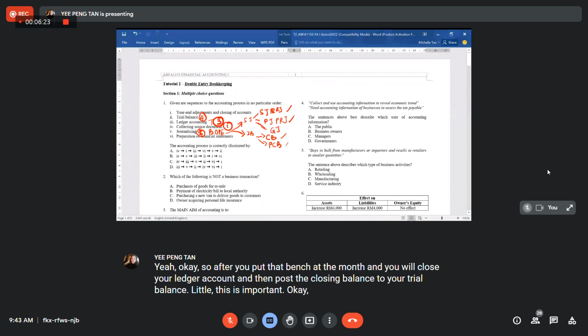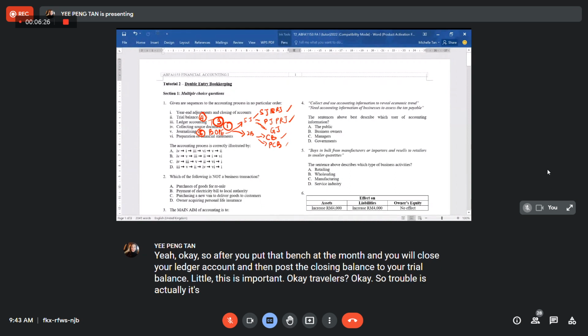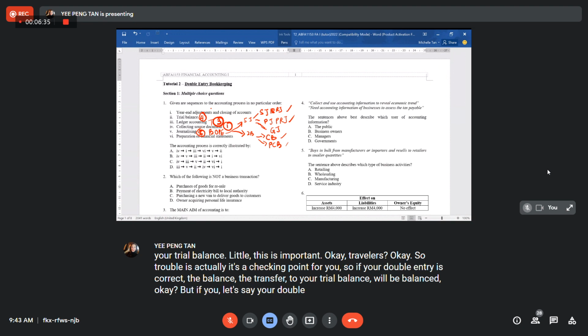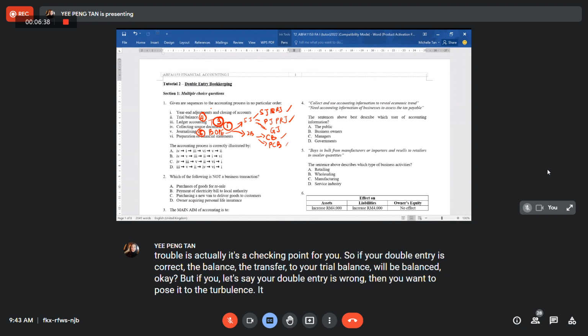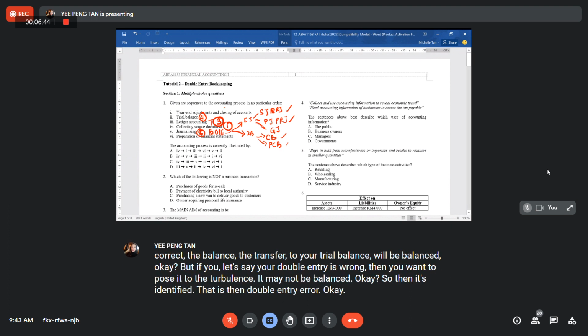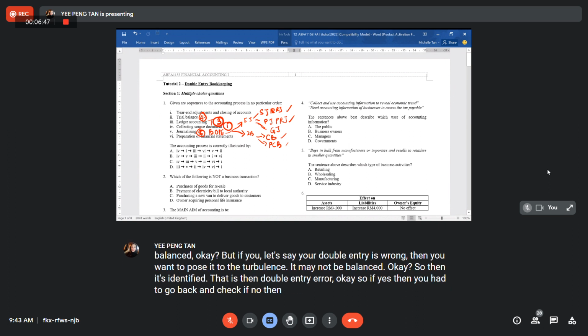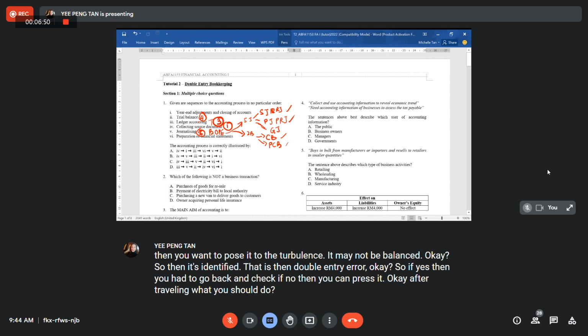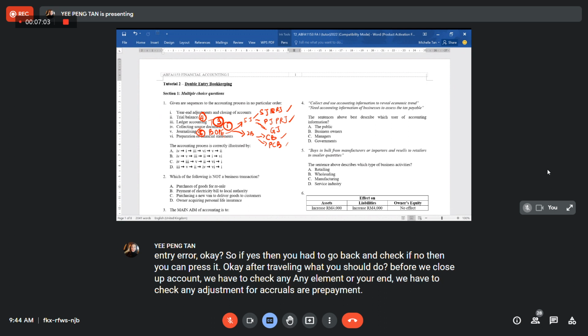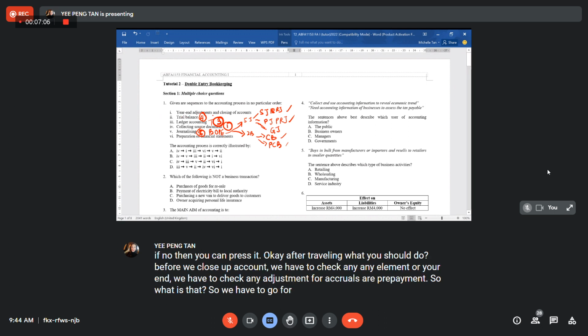Okay, trial balance. So trial balance is a checking point for you. If your double entry is correct, the balance you transfer to your trial balance will be balanced. But if your double entry is wrong, then when you post it to the trial balance, it may not be balanced. So it identifies whether there is any double entry error or not. If yes, then you have to go back and check. If no, then you can proceed. Okay, after trial balance, what should you do? Before we close off accounts, at the month end or year end, we have to check for any adjustment for accruals and prepayment. So we have to go for adjustment and the closing of account.